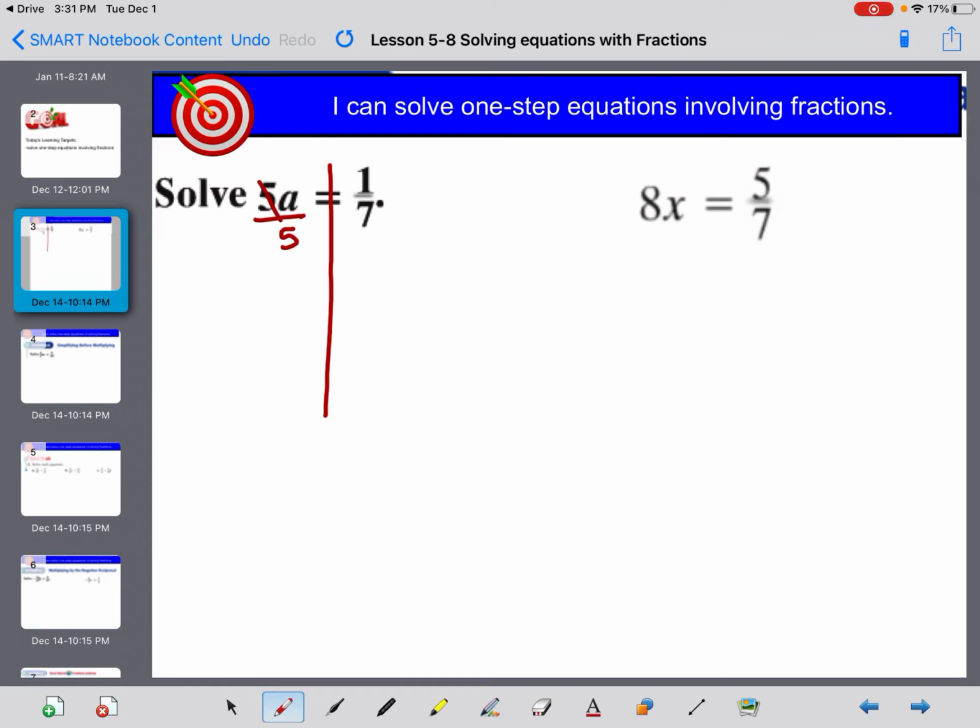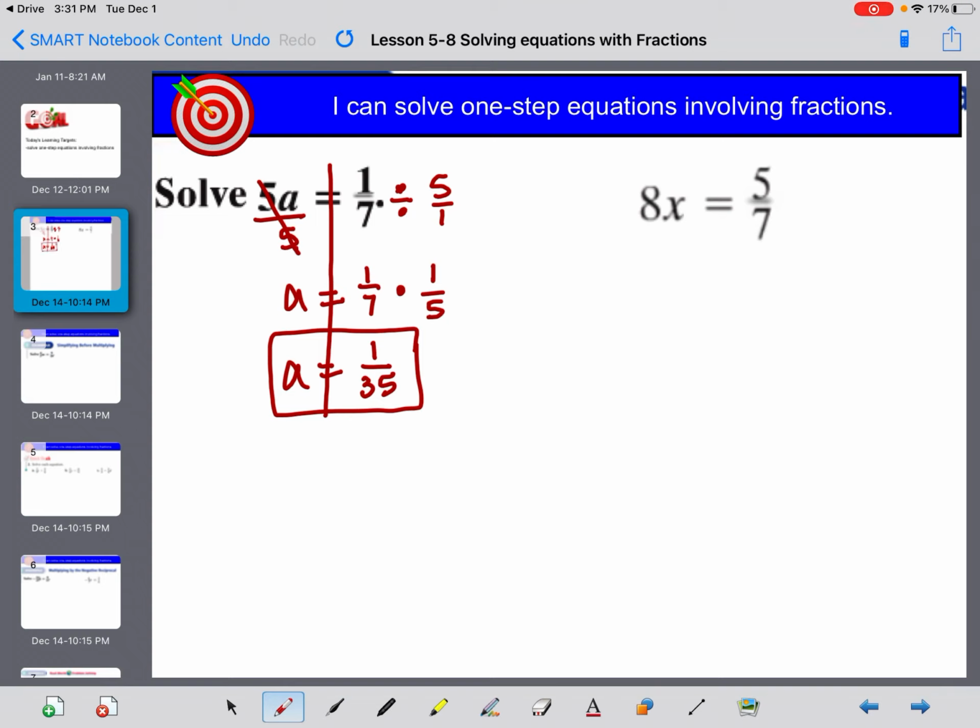So I'm going to divide both sides by 5. Now, on the right, do you see I have a fraction? So I need to divide that side by 5. So a equals, now you learned about dividing by fractions. You keep the first fraction, you change division to multiplication, and then I take the reciprocal of 5. In this case, it's 5 over 1. The reciprocal would be 1/5. So a equals 1/35.